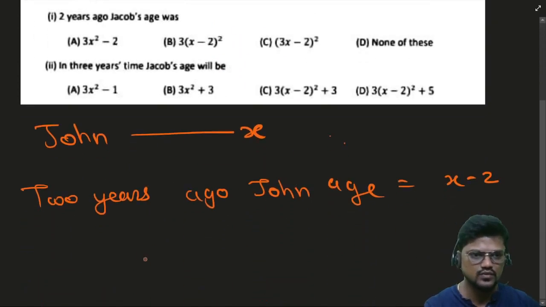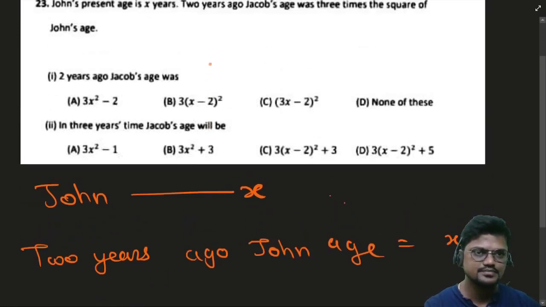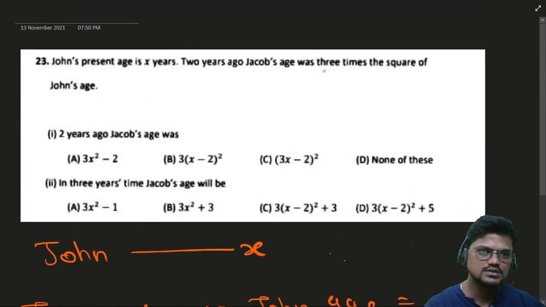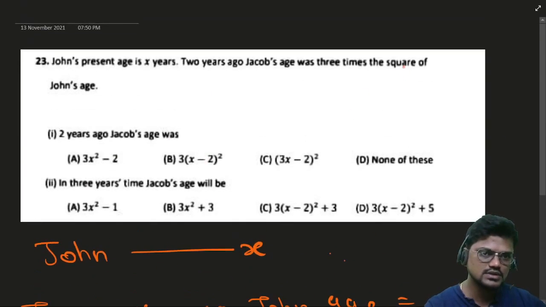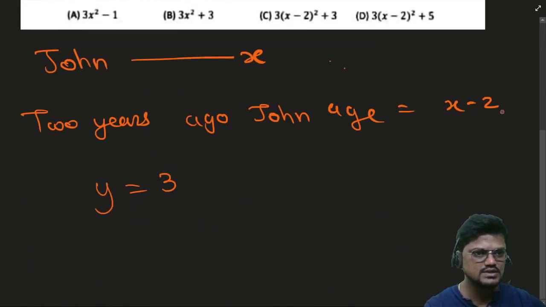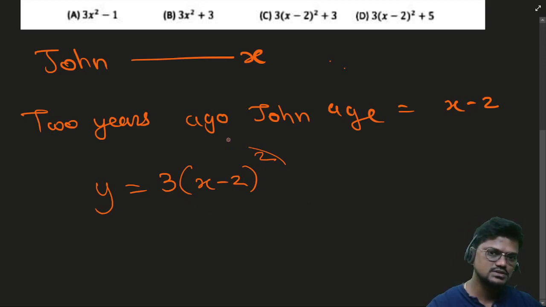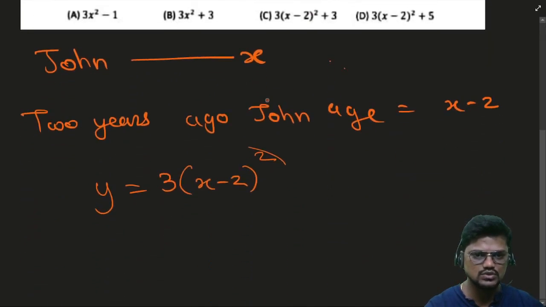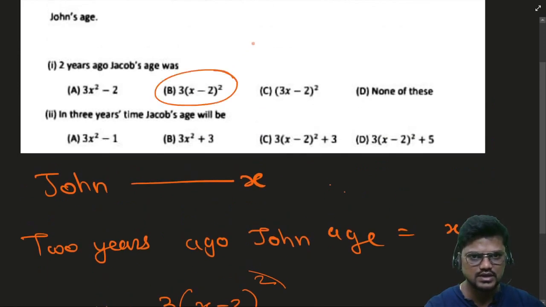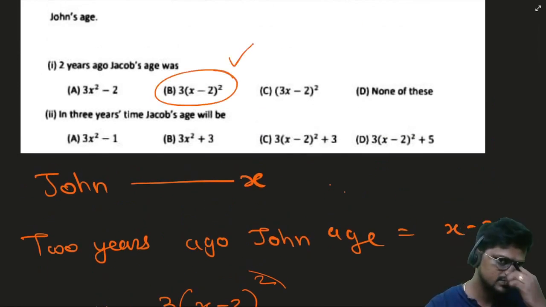And what they are saying, 2 years ago, Jacob's age was. Now there is another person, Jacob. Let's say Jacob's age is y. Jacob's age was 3 times the square of John's age. Now John's age is x minus 2. So the 2 years ago, Jacob's age was 3 into x minus 2 whole square. Yes, this is the right answer. So how many of you have given?